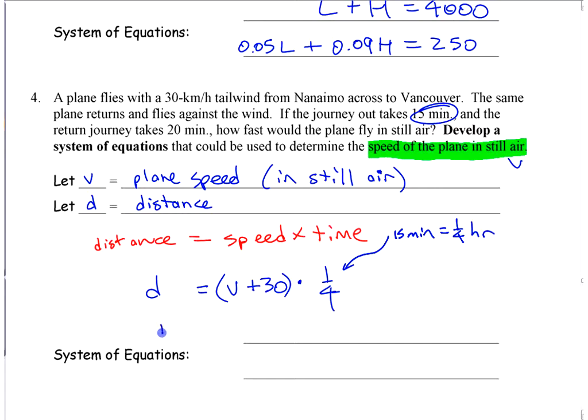The other equation is going to look very similar, except you're not going with the wind. So what's happening with the wind speed? What do we do here? We don't add 30, we subtract 30, and it doesn't take 1/4 of an hour. It takes 1/3 of an hour, right? I'm just going to put 1/3 there, but you could put it as a decimal if you feel better about that. This is just 15 out of 60. This number here is just 20 out of 60, 1/3. Okay, those are your two equations. I didn't write them on the lines, but that's what they are.